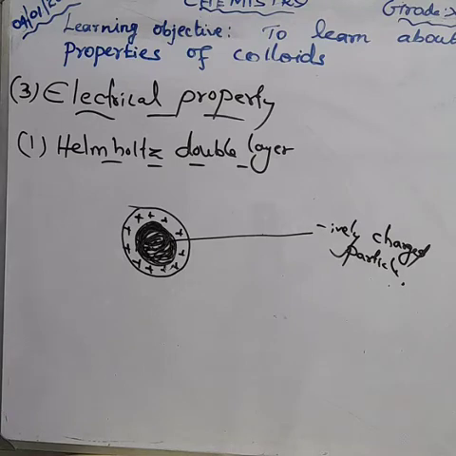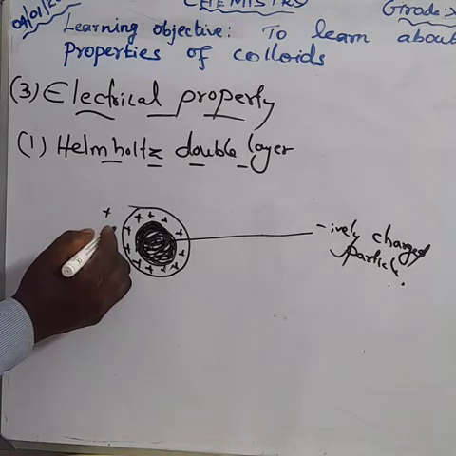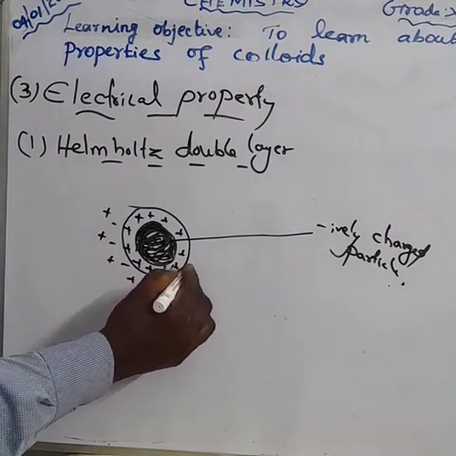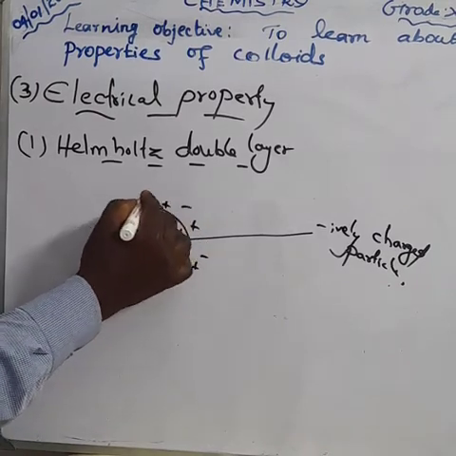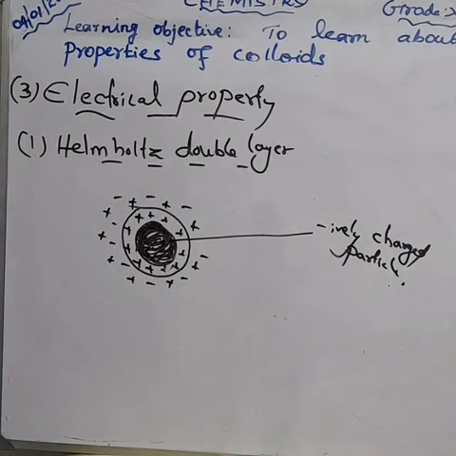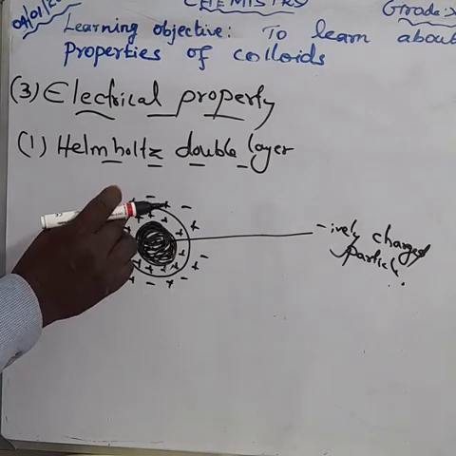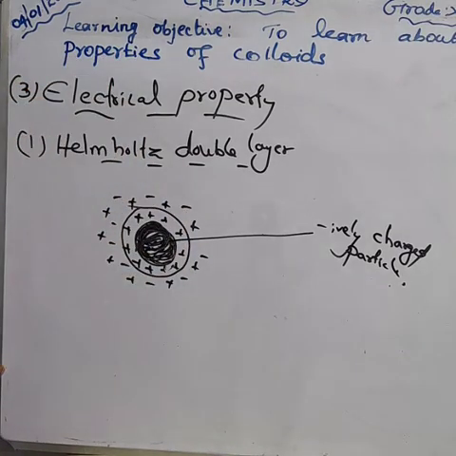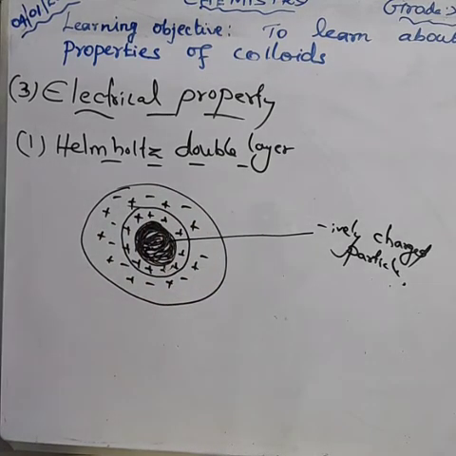Two electrical layers. Okay, that means positive, negative, positive, negative, alternating. Anyhow, at the boundary, there is a separation of two electrical layers. This is called the Helmholtz double layer. We can say it is the combination of two layers, one positive and the other negative. The combination of these two layers is what we call the Helmholtz double layer.